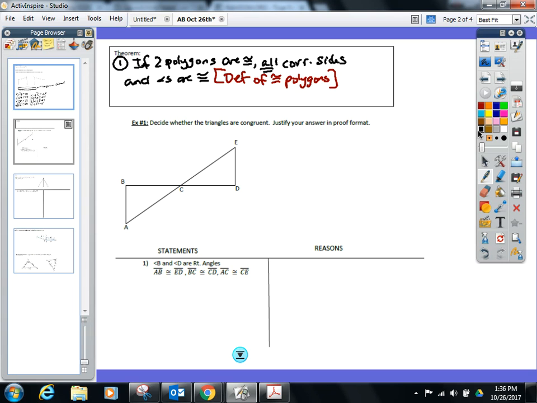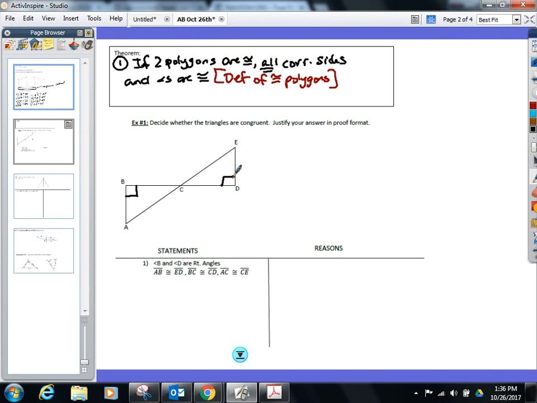So let's just mark the diagram right now. I don't want to do the proof yet. Let's just mark the diagram with what we know. We know B and D are right angles. I know AB and ED are congruent. BC, and get some doubles here, congruent to CD. And oh, let's go some triples. AC congruent to CE.